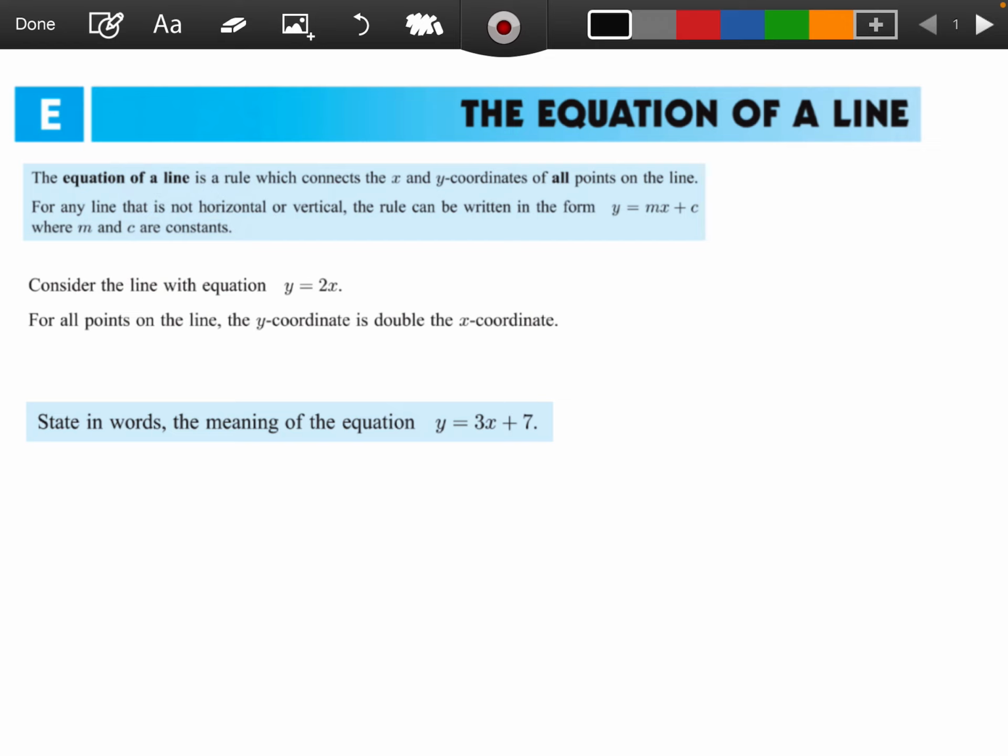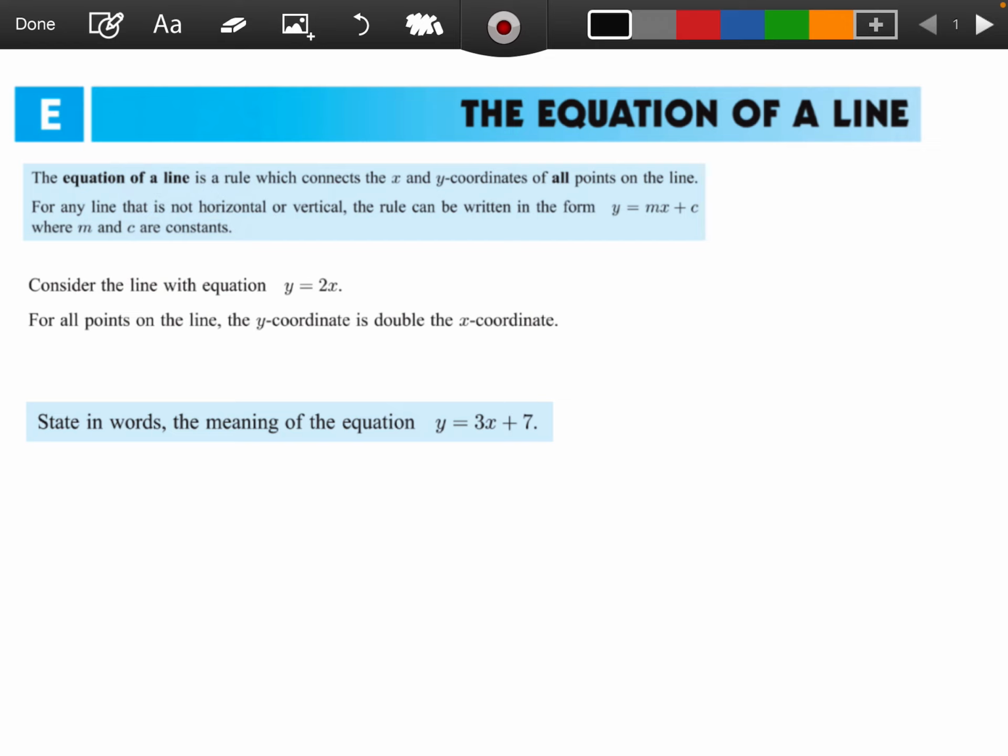Every straight line that you can draw on a set of axes has an equation attached to it. A line is made up of a series of points, an infinite number of points, in fact. And the equation of a line is a way of connecting the x and y coordinates on all of the points on that line. So think about all of those points as like a family. All of those points have some connection between their x and y coordinates that's the same for every single point.